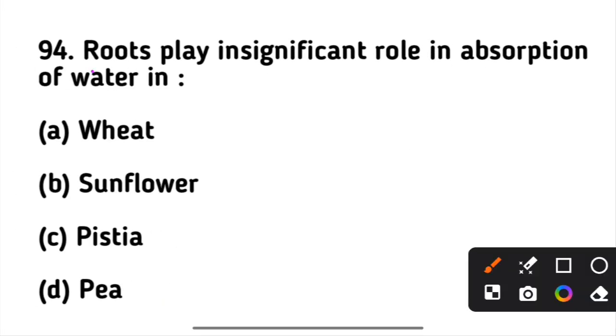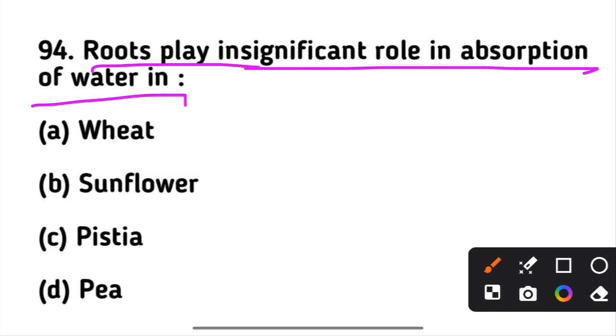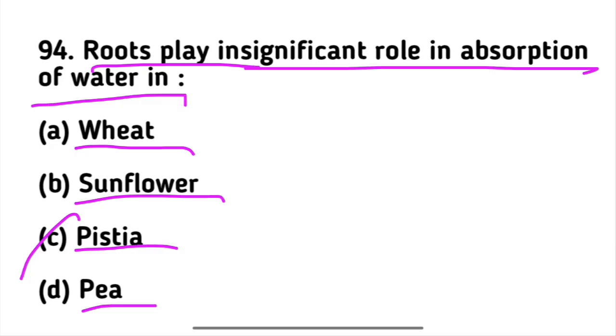94. Roots play an insignificant role in absorption of water in wheat, sunflower, pistia, pea. Option C is correct, pistia.